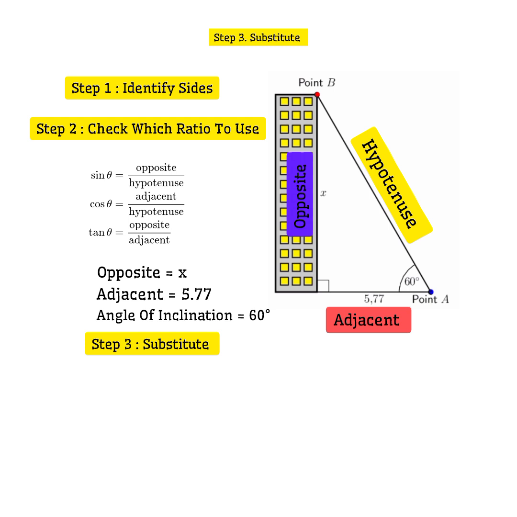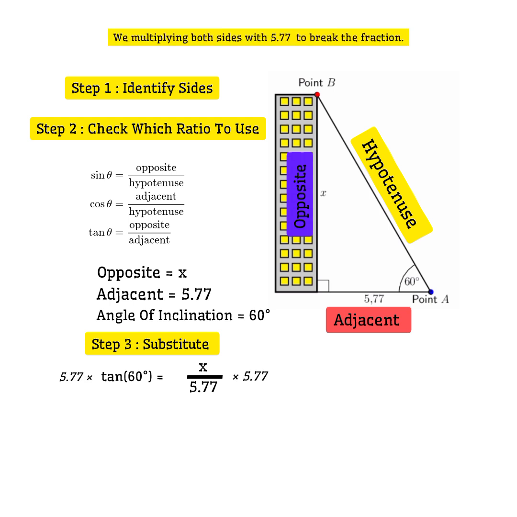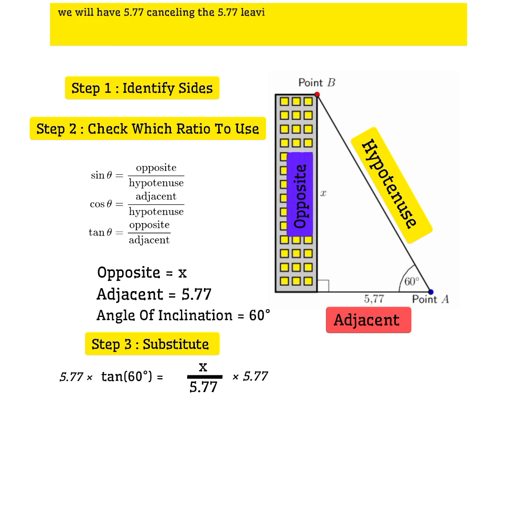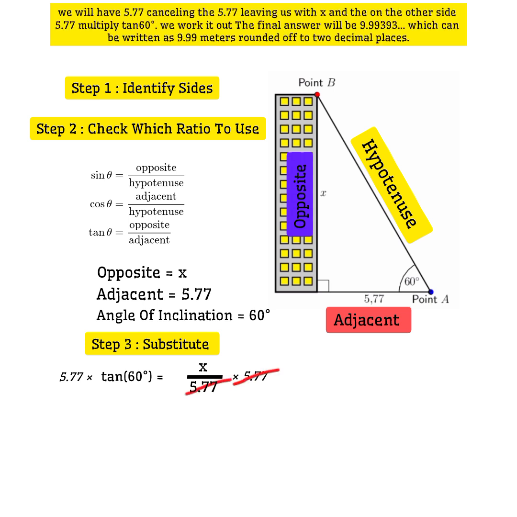Step 3. Substitute. Where we see theta we substitute with 60 degrees. Opposite we substitute with x. And adjacent with 5.77. Therefore we work it out. Step 4. We multiply both sides by 5.77 to break the fraction. We will have 5.77 canceling the 5.77, leaving us with x, and on the other side 5.77 multiplied by tan 60 degrees. We work it out, the final answer will be 9.99393, which can be written as 9.99 meters rounded off to two decimal places.